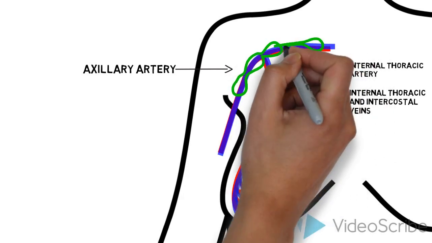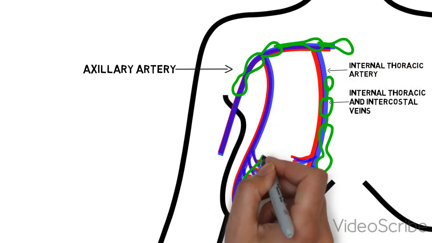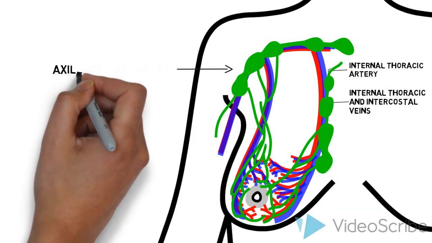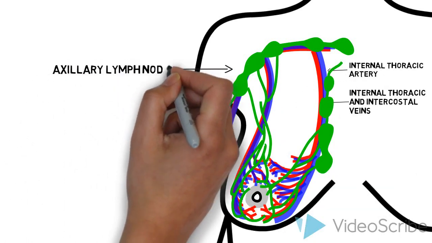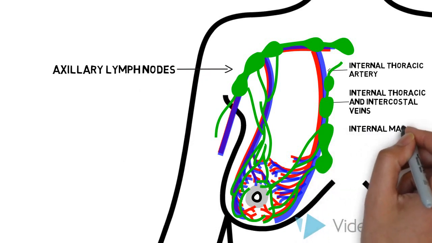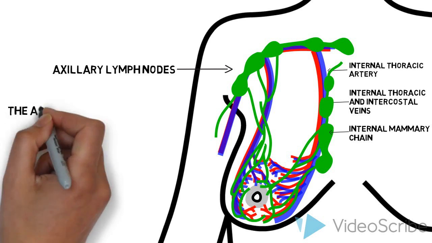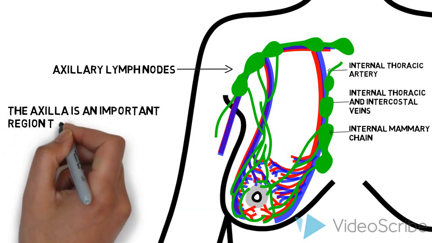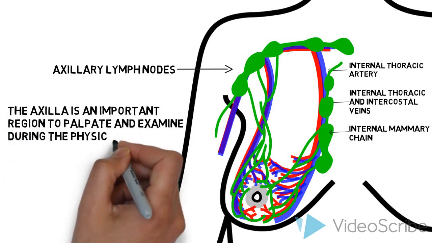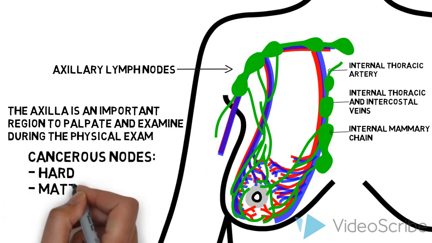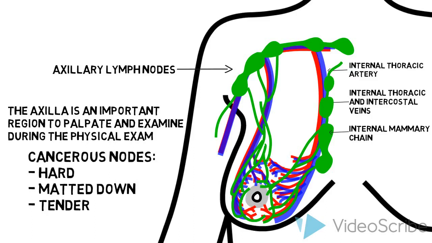Lymph vessels travel in a similar pattern as the vasculature. The majority of lymph vessels drain into the axillary lymph nodes, while the remainder drain into the internal mammary chain. Thus, the axilla is an important region to palpate and examine during physical exam. Cancerous nodes would feel hard, matted down, and tender. This is uncharacteristic of normal lymph nodes.